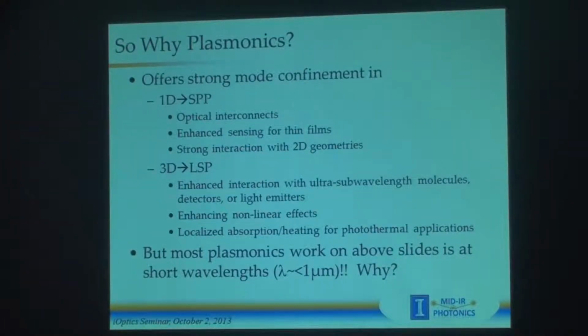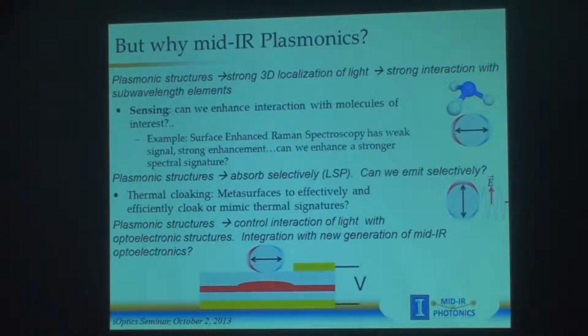You get an enhancement of nonlinear effects, which of course just comes from the fact that you have strong electric field enhancement, and you can get localized absorption or heating for these photothermal applications. But almost all of the work I showed you, with the exception of the 2 slides on my group's work, all of this work on plasmonics is done at short wavelengths. So it's worth asking why. But before we do that, let's ask why we might care about doing this at longer wavelengths.